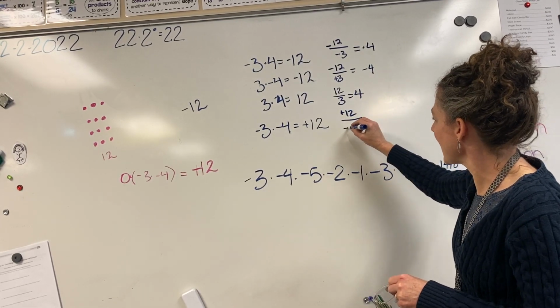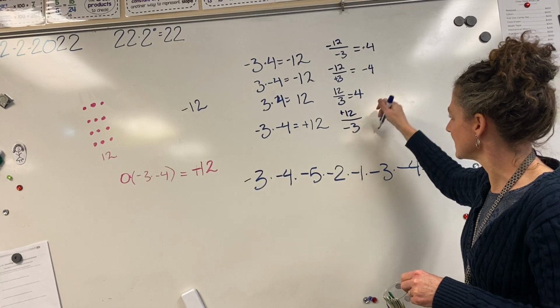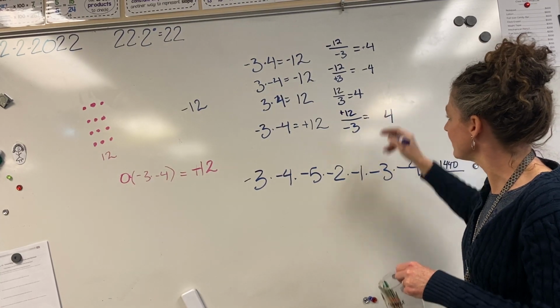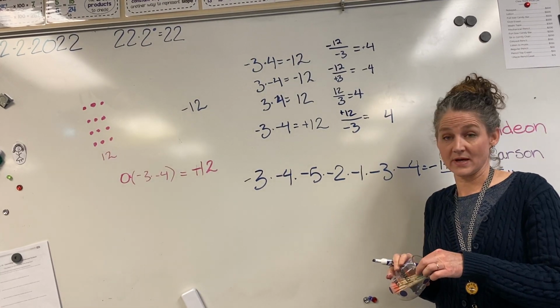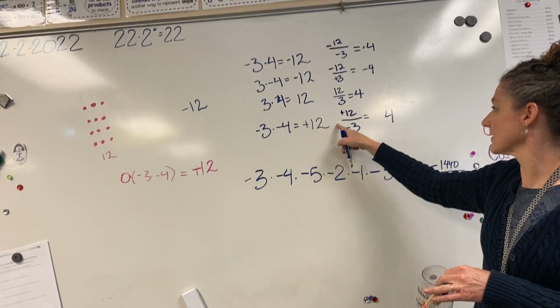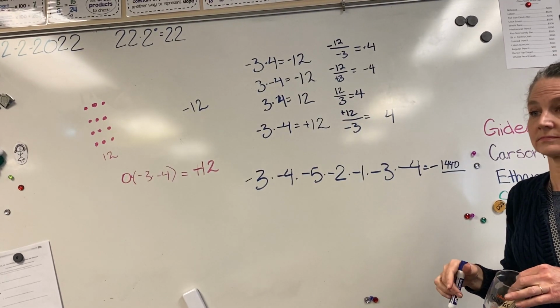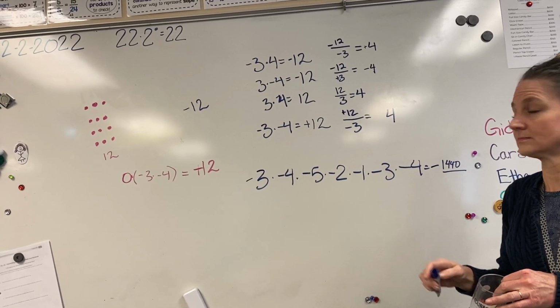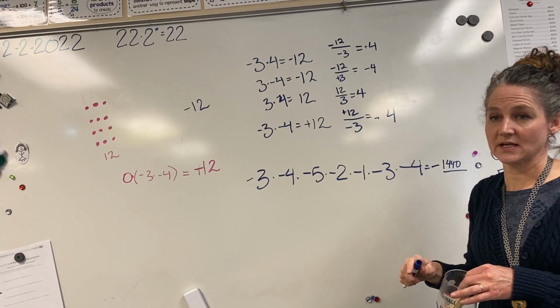+12 divided by -3. So I have a positive divided by a negative. It's going to be 4. What flavor is it going to be? Positive or negative? +12, -3. Positive or -4? Negative, because positive divided by negative is negative.